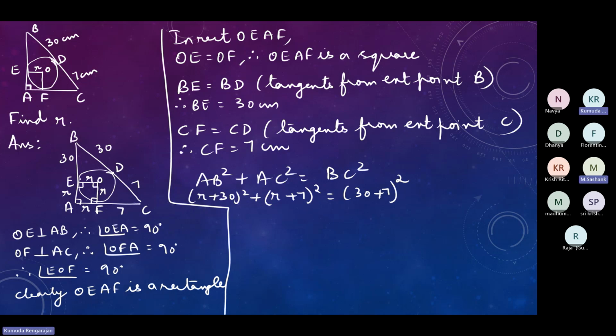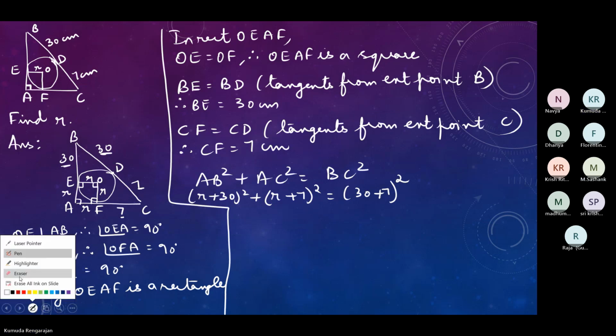Now, BE is equal to BD, tangents from the external point B. So if this is 30, this is also 30. Then CF is equal to CD, tangents from the external point C. So if this is 7, this is also 7. So AB will be R plus 30, AC will be R plus 7, and BC is equal to 37.